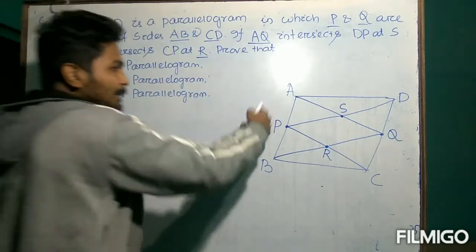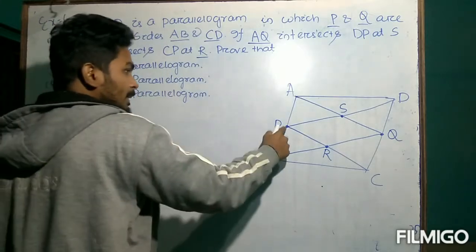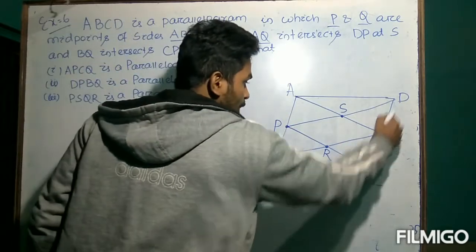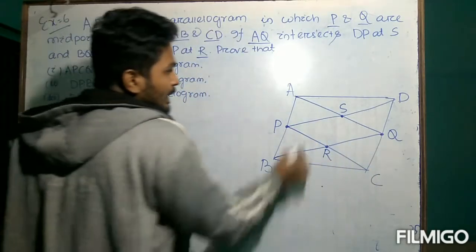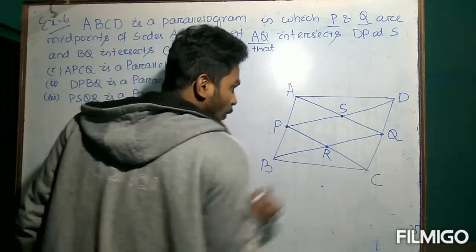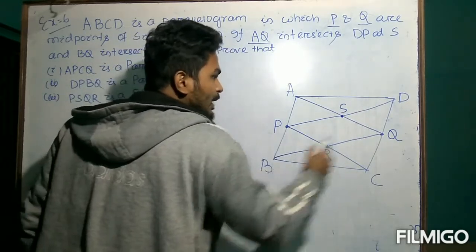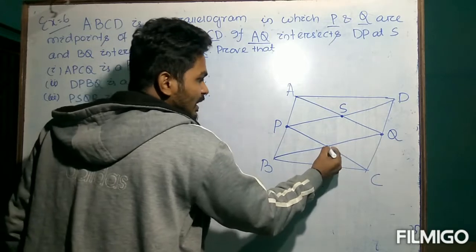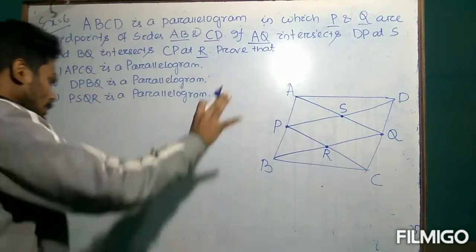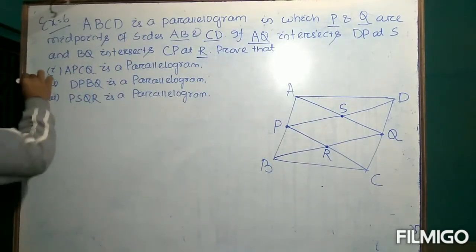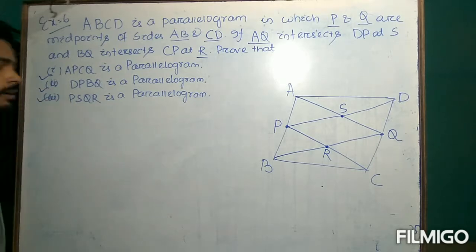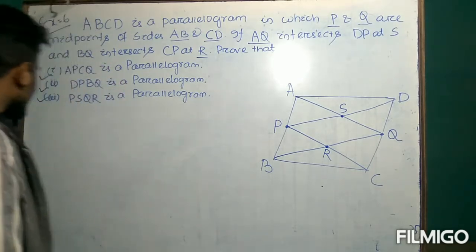It is given ABCD is a parallelogram. P is the midpoint of AB. Q is the midpoint of CD. Then AQ and PD are joined and meet each other at common point S. PC and BQ are joined and meet each other at a common point R. Now from this figure, we have to prove these three statements, right?